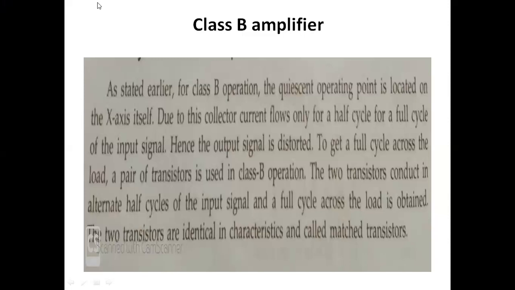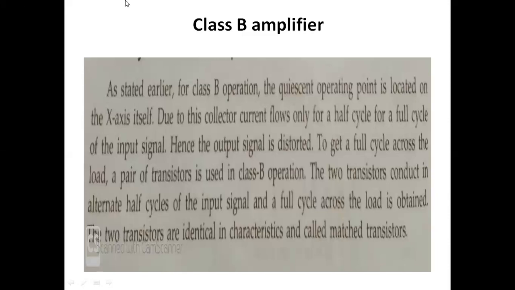Okay, so to get the full cycle at the output or at the load, we are using two transistors, a pair of transistors. The transistors conduct in alternating half cycles of the input signal, and we can get a full cycle at the load. That means if one transistor conducts for one half cycle and the other transistor conducts for the other half cycle, we can get the full cycle at the output.